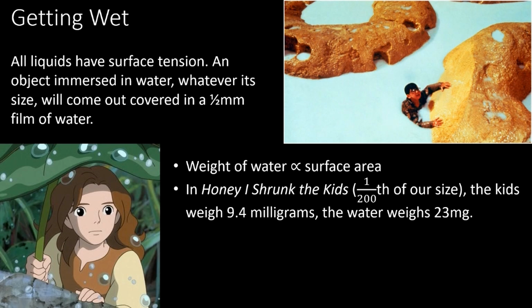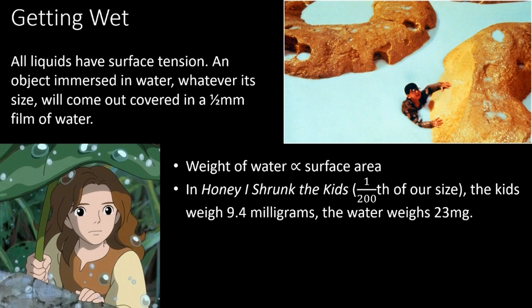So taking the film Honey, I Shrunk the Kids, where the inept scientist accidentally shrinks his children to a 200th of their normal size, you could work out that they will weigh about 9.4 milligrams. But unfortunately, the water on them, as they come out of, in this case, a bowl of cereal, as shown on the slide, would weigh not 9.4 milligrams, but 23 milligrams. So they would just completely be drowned by this. And you cannot swim around in a bowl of cereal if you are that small.